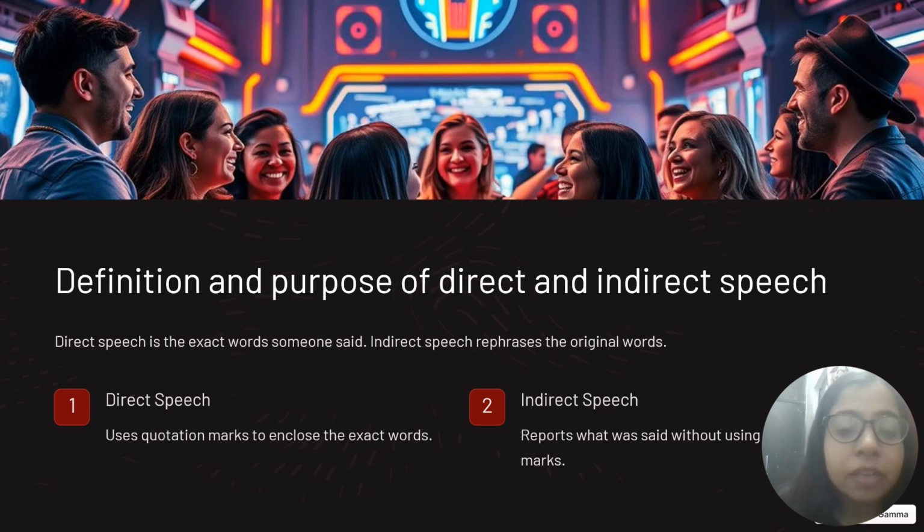Okay, so definition and purpose of direct and indirect speech. Here we will know about the distinction between the two and the purpose. It's just talking in many ways. When you don't want to say directly what the other person has said, you add your own things to it. That is indirect speech. It is just for the purpose of communication in other ways, and in direct speech we use quotation marks, in indirect speech we don't use quotation marks.